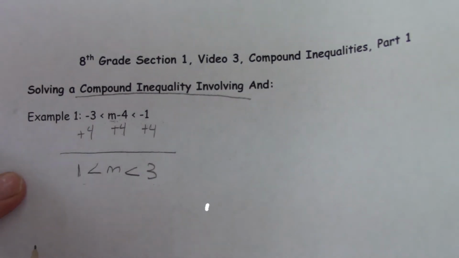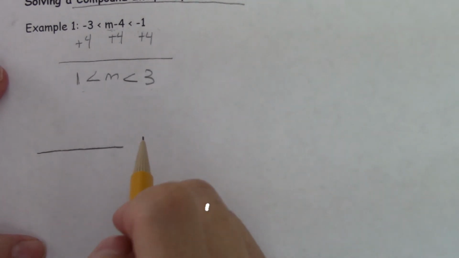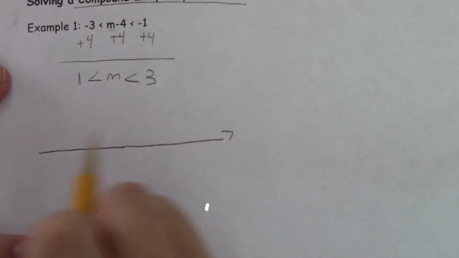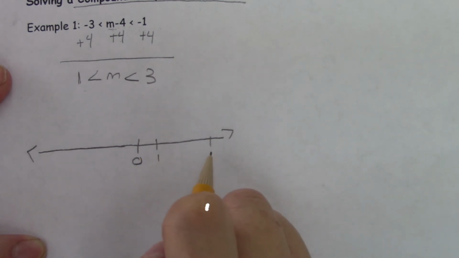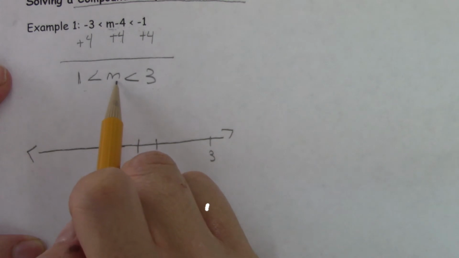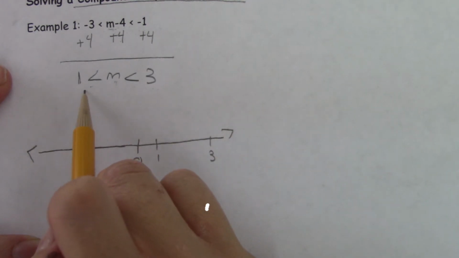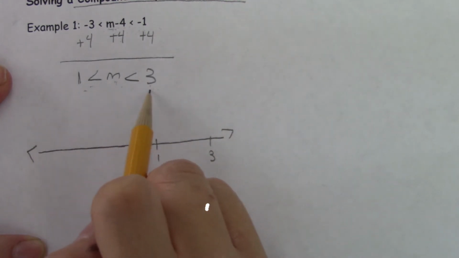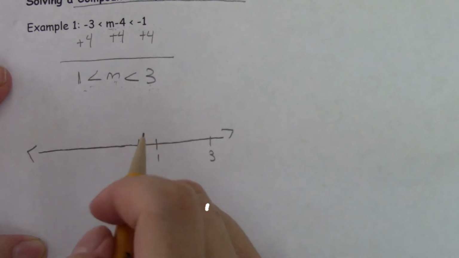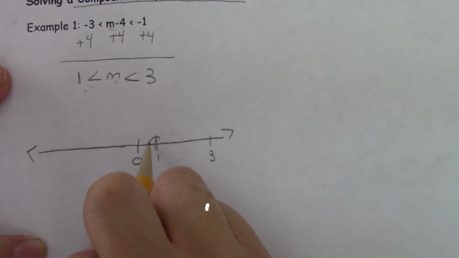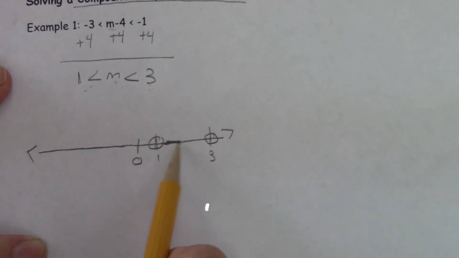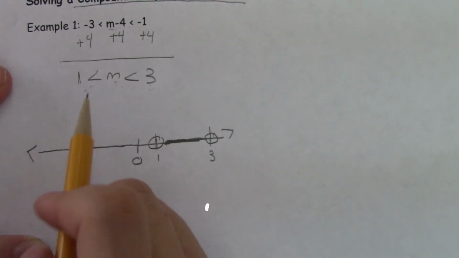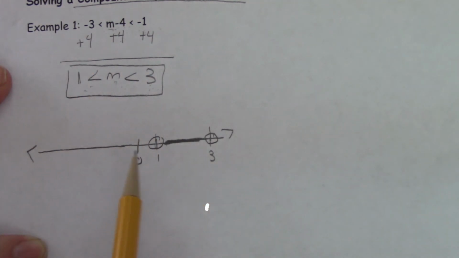So let's go ahead and graph that. Right up here, I have my number line. Here's my 0. Here's my 1. Here's my 3. So m is going to be between 1 and 3. It's going to be greater than 1, but smaller than 3. Now, there's no equal sign here, so I'm going to have two open circles. I'm going to have an open circle right here and an open circle right here. And I'm just going to shade in between the 1 and 3. All right, so that would be my final answer.